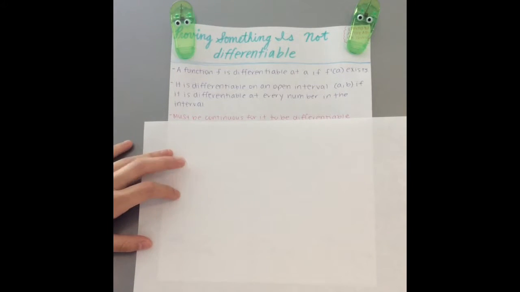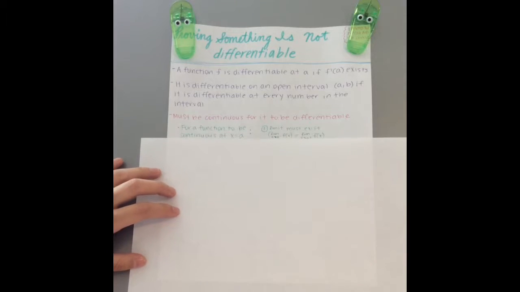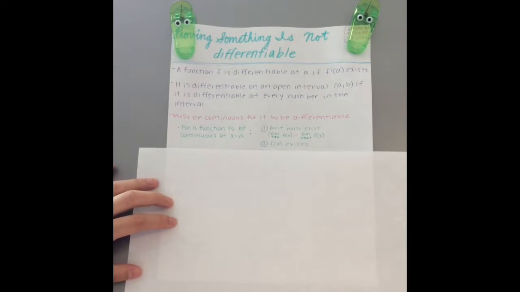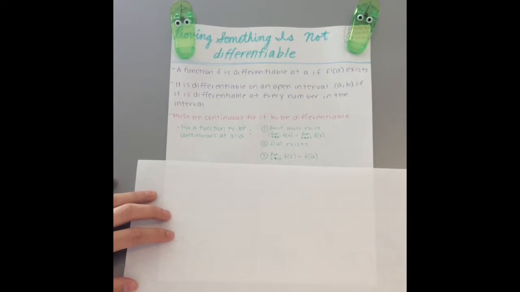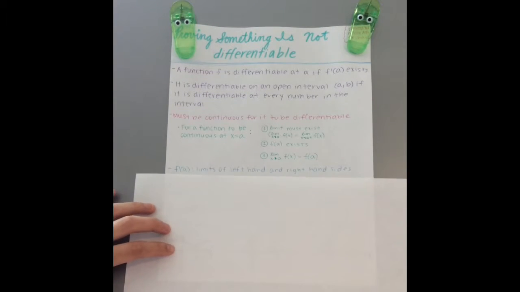What does it mean for a function to be continuous? Well, it must follow these three rules. 1. The limit must exist. In other words, the limit as x approaches a from the left of f of x and from the right must be the same. 2. f of a must also exist. And 3. The limit as x approaches a of f of x must equal f of a.